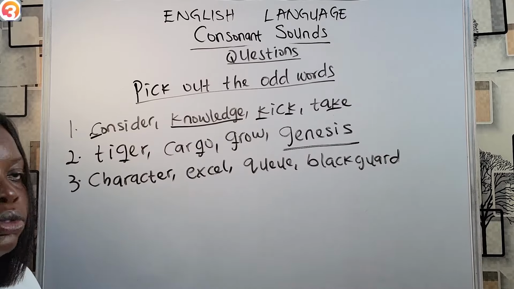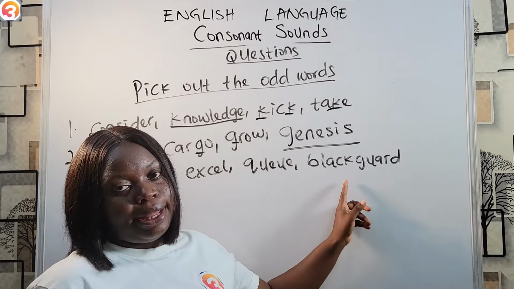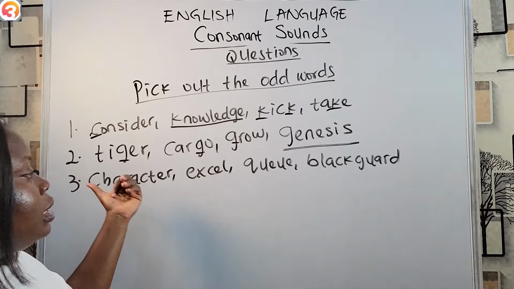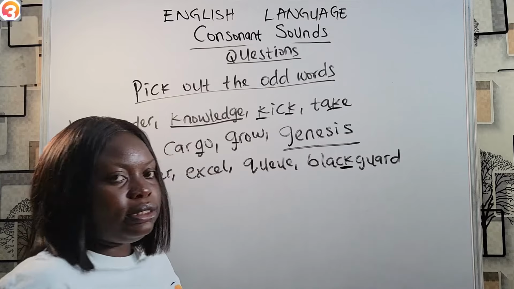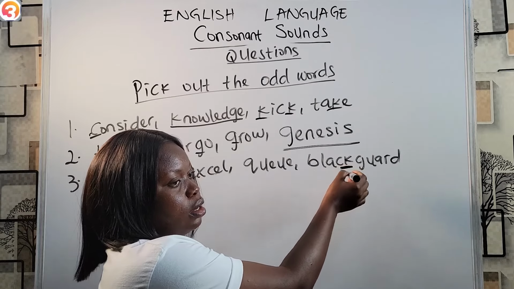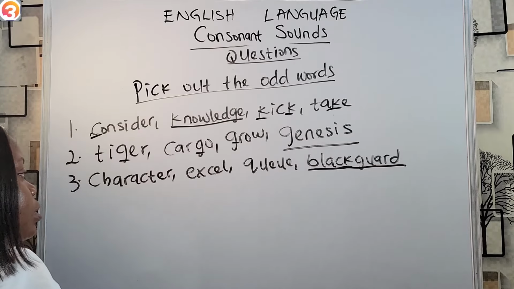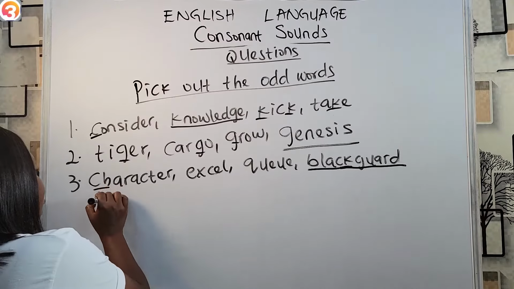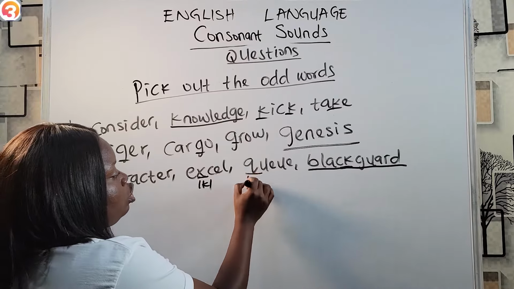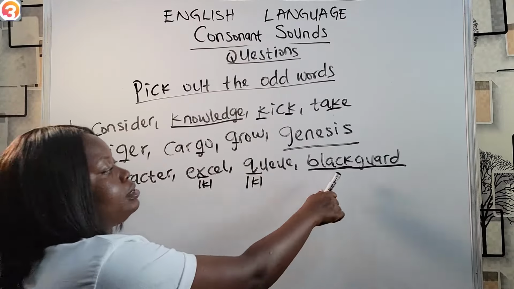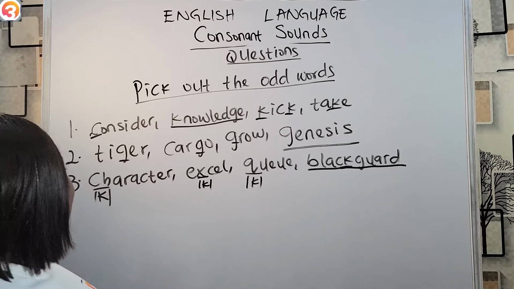We could also have, let's say this is 3. In these words, we pronounce. Here we have character, excel, hue, blackguard. We already established when we're dealing with the consonant K that here it's silent. The CK is not produced. So the consonant K is not produced in this word. So we already know that this is the odd one out. All other words contain the K sound. Here it's pronounced here. The X here contains the K. The Q here contains the K sound, but it's absent here because the CK is silent. It's not produced in the word blackguard. So that becomes our odd one out.